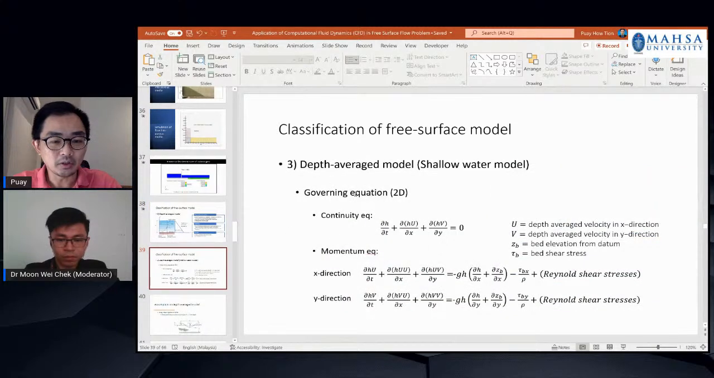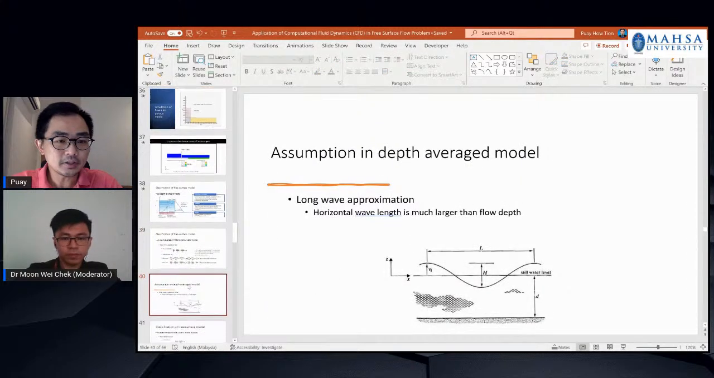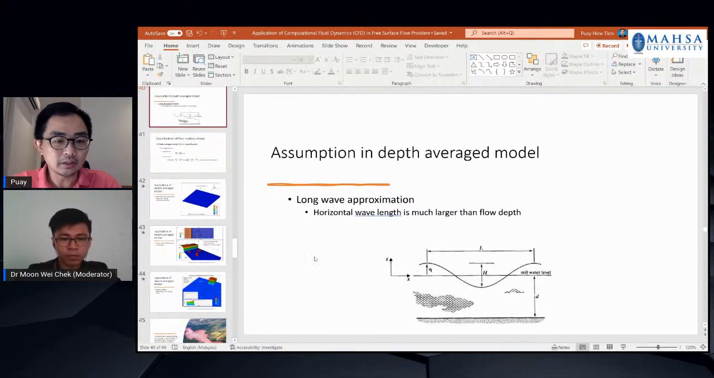So this is how this model looks like. The governing equations, the continuity and momentum equations, have been integrated vertically. So you have the average velocity and the average parameters here. And pressure has been assumed as hydrostatic in this term here. So this is the assumption in the depth average model. The horizontal wave length is much larger than the flow depth.